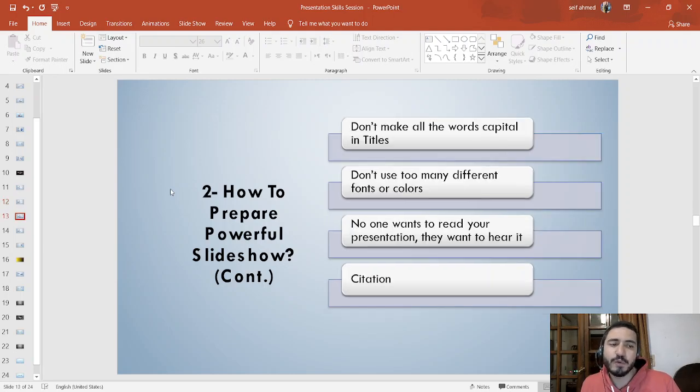Next, don't make all the words capital in the title. It's enough to make the first letter of each word capital, but do not make the whole word capital because this means that you are shouting.